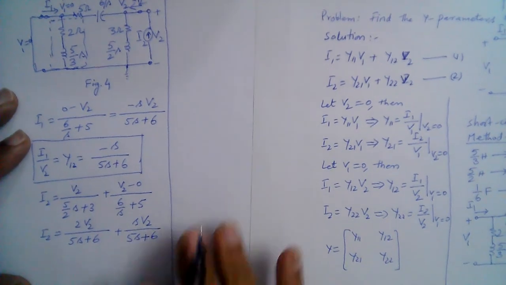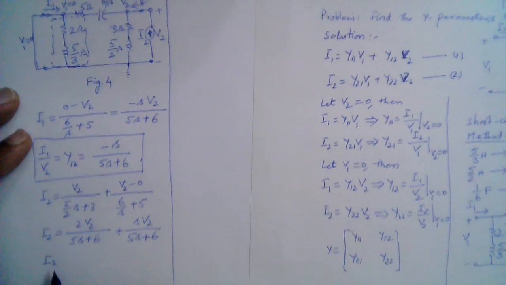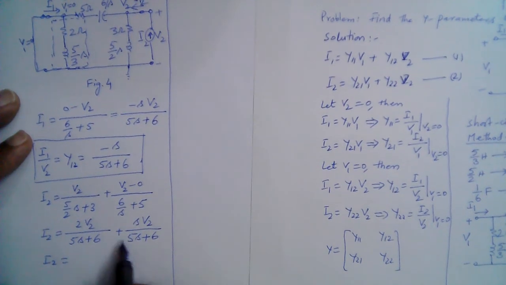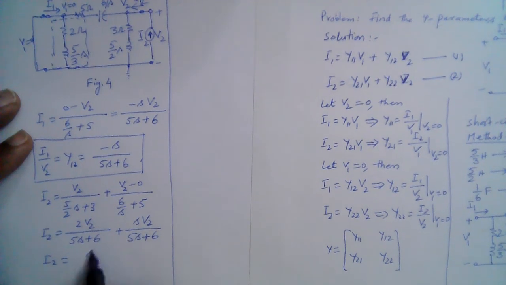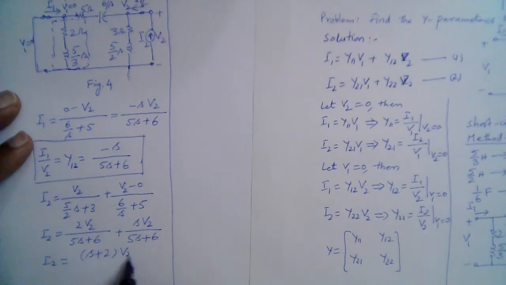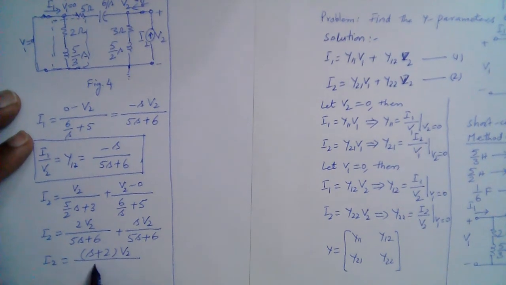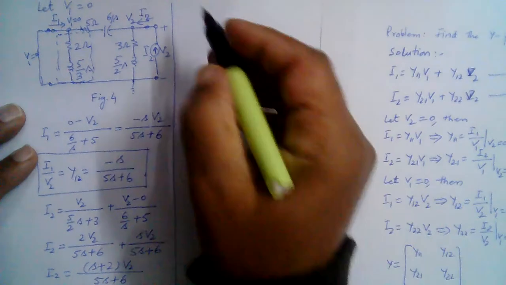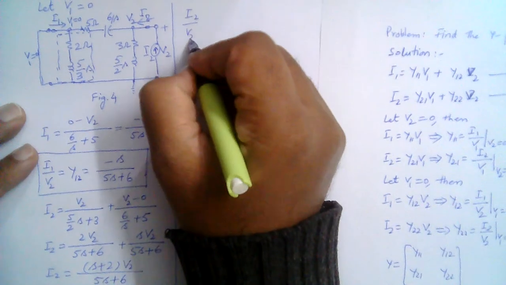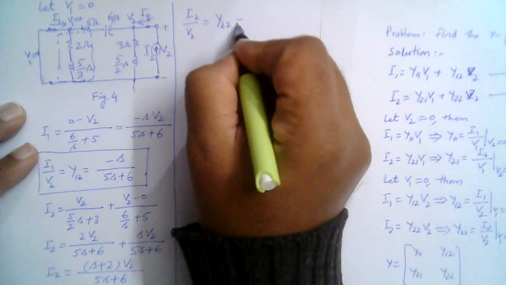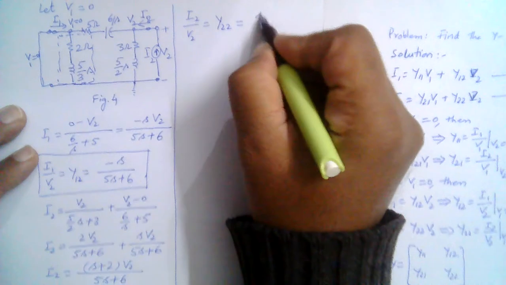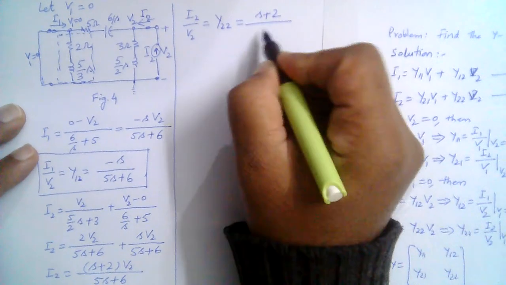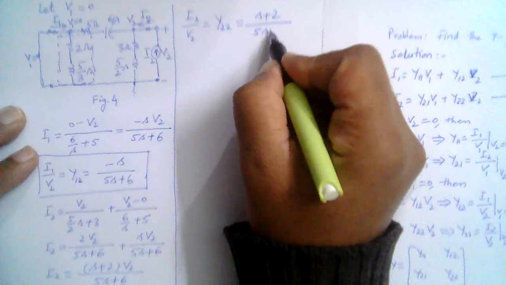So in other words, I2 is equal to, and the denominators for both the terms are the same, so we can add them together. So that is s plus 2 times V2 divided by 5s plus 6. So I2 divided by V2, this gives us the fourth parameter. So I2 divided by V2, that is Y22, and that is equal to s plus 2 divided by 5s plus 6.